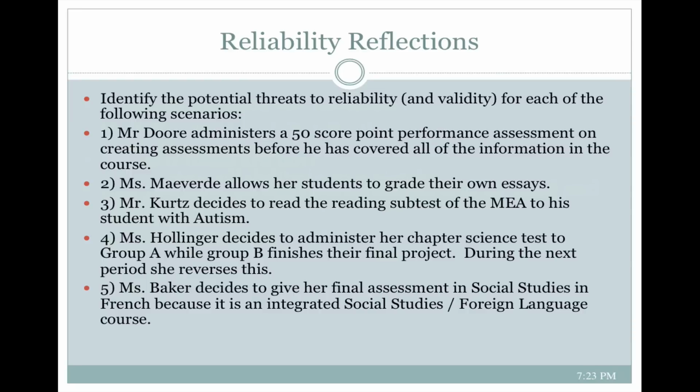First, Mr. Dorr administers a 50-point performance assessment before he's covered all the information in his course. Second, Ms. Maverde allows her students to grade their own essays. Third, Mr. Kurtz decides to read the reading subtest of the MEA to his student with autism. Fourth, Ms. Hollinger decides to administer her chapter science test to Group A while Group B finishes their final project. During the next period, she reverses this.